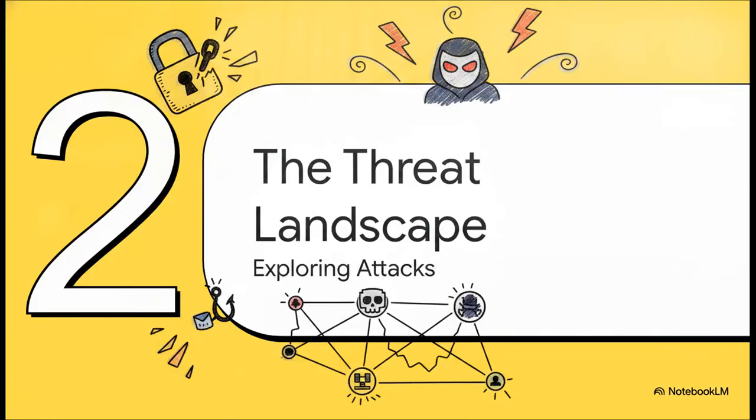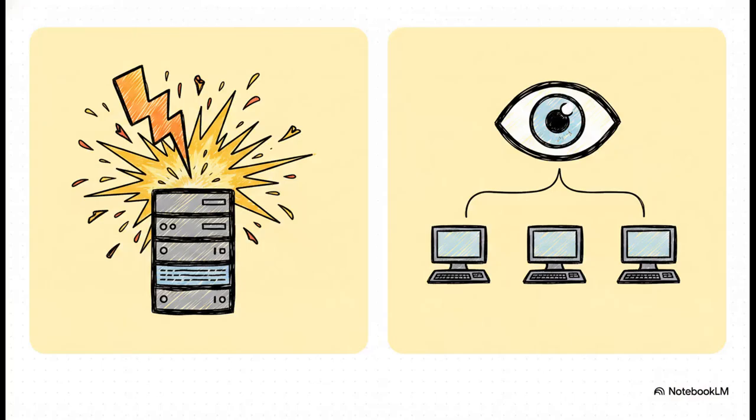Moving right along to Section 2, exploring the threat landscape. Now that we've got the vocabulary locked in, let's look at the different types of attacks out there. The absolutely crucial distinction to master here is the difference between active and passive attacks. Active attacks are loud, they alter system resources or disrupt operations. Think of a denial of service attack crashing a web server, or malware actively encrypting your files.